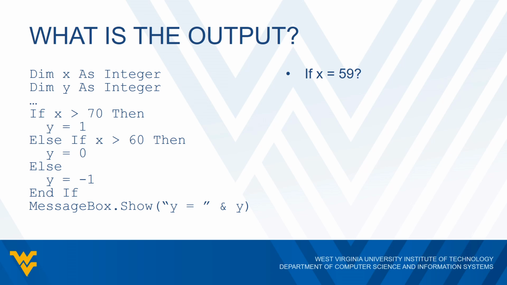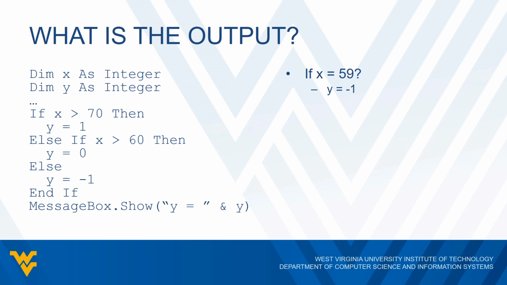So let's take a look at 59 and see what happens if we go through our if then else statements. So x is 59. 59 is not greater than 70, so that is false. So we're going to go to the else if part, and 59 is not greater than 60, so that's false. So we're going to set y to -1, so our output is going to be y equals -1.